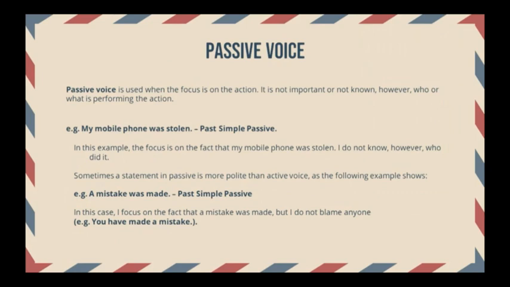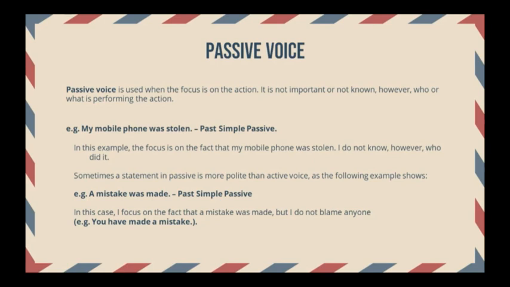First of all, let's see something about passive voice in general. Okay, so passive voice is used when the focus is on the action. It is not important or not known who or what is performing the action. Example, my mobile phone was stolen. This sentence is in past simple passive form. In this example, the focus is on the fact that my mobile phone was stolen. I don't know who did it.